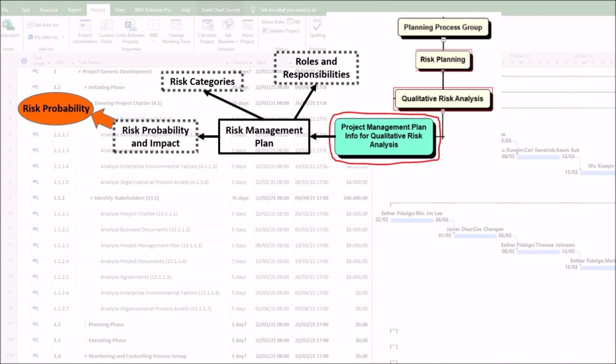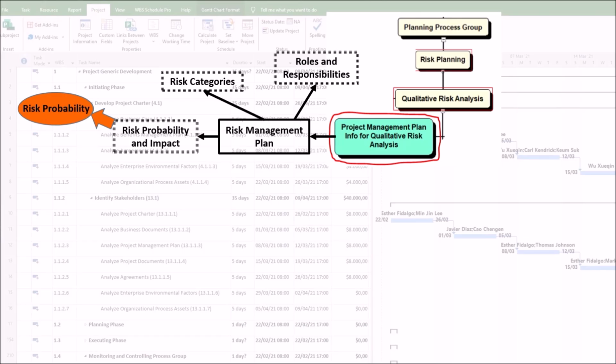Regarding risk probability, we have the following explanation. This is the chance that a specific risk event will occur within a given time frame. It can be expressed in various ways, such as a percentage, for example, 20%, or a frequency, for example, once every 2 years, or a qualitative scale, for example, low, medium, or high.